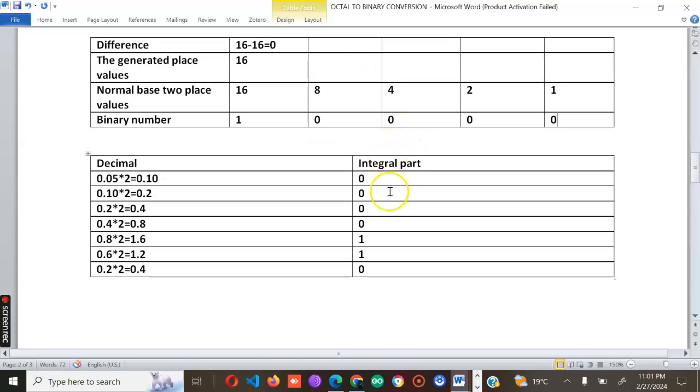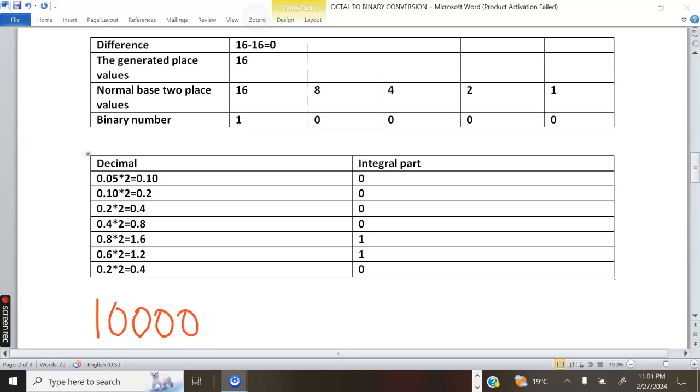Okay, now the final answer will be, how many 0 do we have? We have 0, 1, 0, 0, 0, 0, point 0, 0, 0, 0, 1, 1, base 2. So that is the answer for 16.05. We have converted the given number from the decimal to binary number.